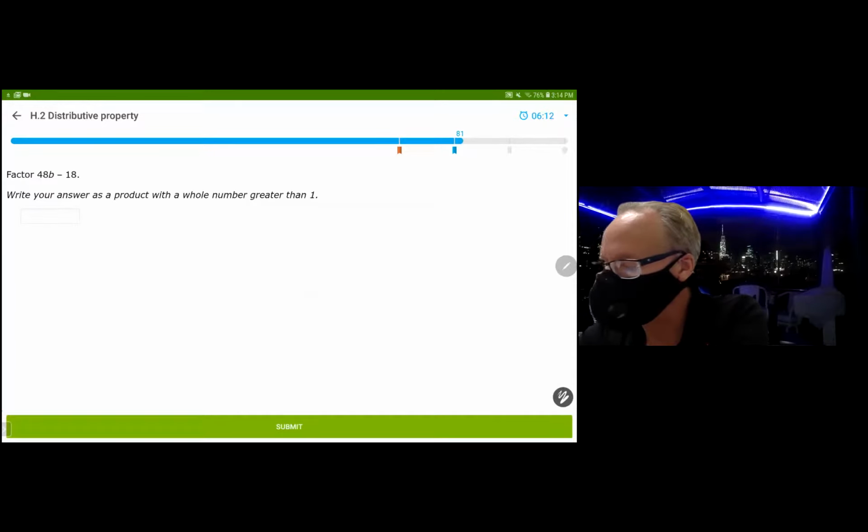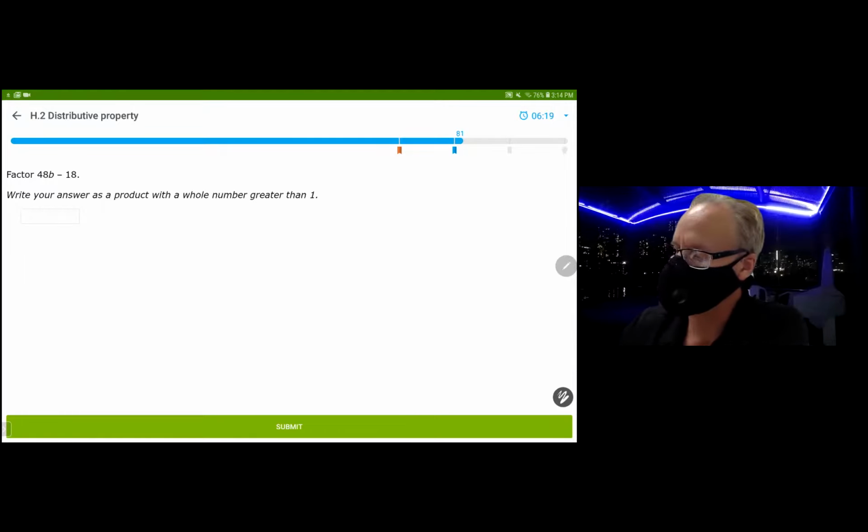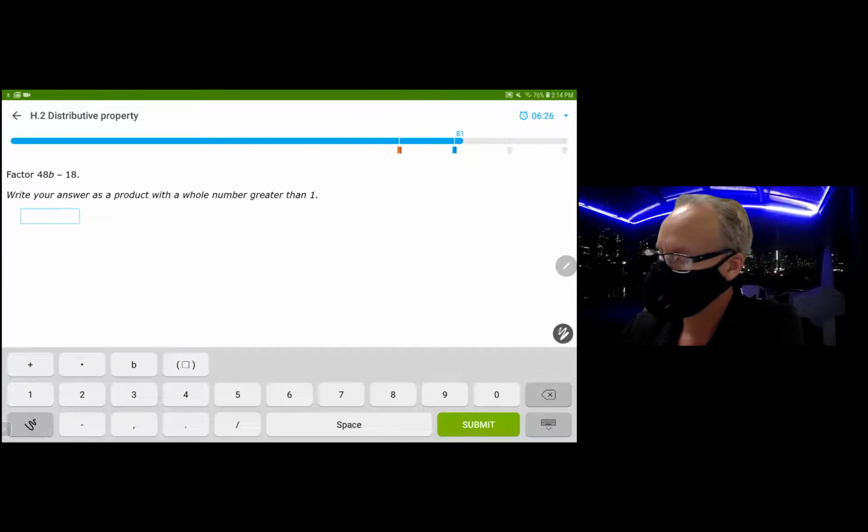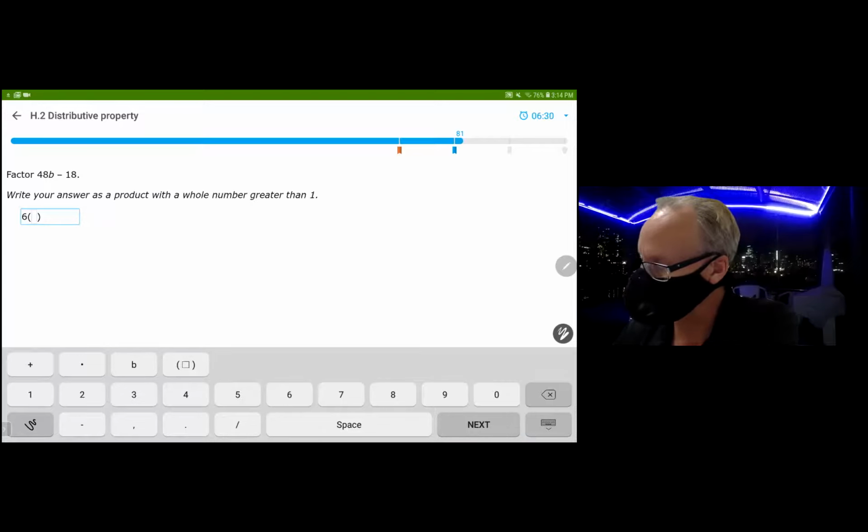48 and 18, we're going to factor out the 2. Oh, actually a 6 comes out, and that's the biggest factor we can take out, it looks like. So when we factor out the 6, we're going to have 6, and 48 gives us 8b minus 3. Now, a lot of people are going to wonder whether there's a bigger factor. Of course there isn't, because 3 is not a factor of 8, so we're done.